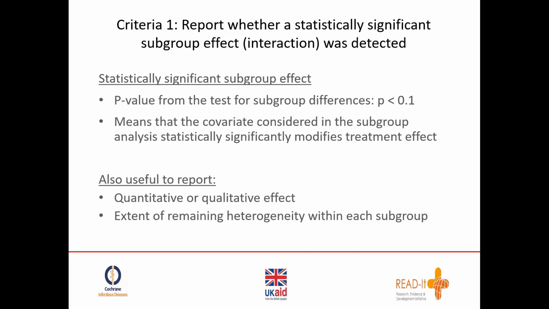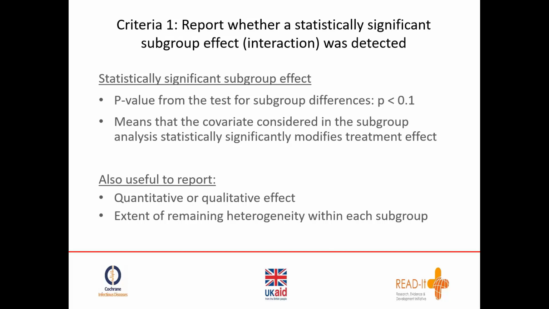So I'll now go through each criterion in turn, giving a little bit more information before we look at some example subgroup analyses. So to address the first criterion, you need to report whether a statistically significant subgroup effect was detected. To do this, we look at the p-value from the test for subgroup differences. We usually use a p-value of less than 0.1 to indicate a statistically significant subgroup effect. And we use 0.1 instead of 0.05 due to the fact that the test is quite low powered.